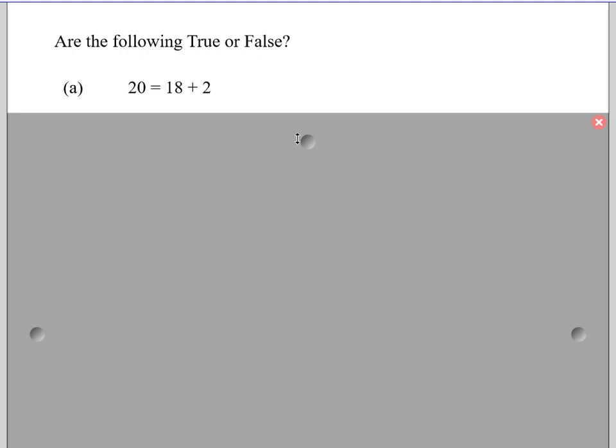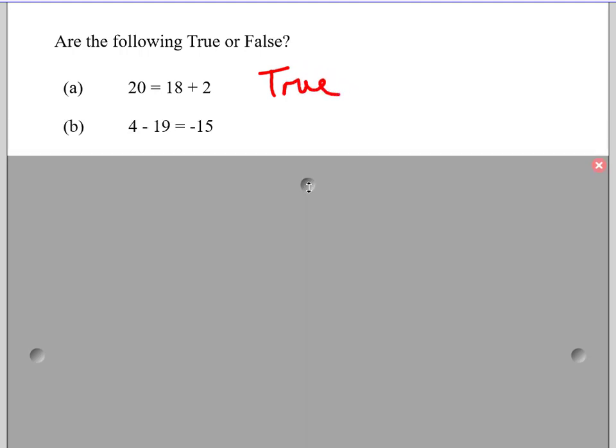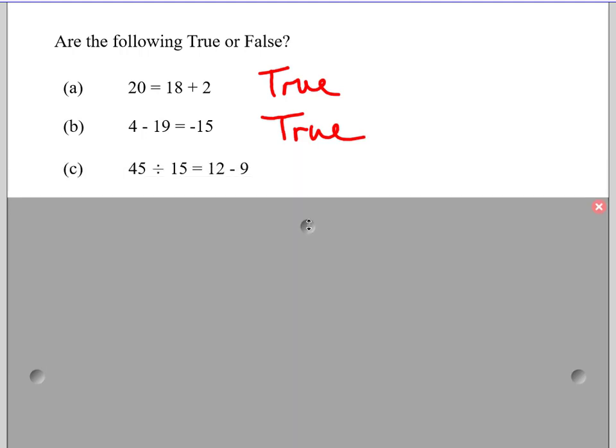Okay, so are the following true or false? 20 equals 18 plus 2. Does the left side equal the right side? And the answer is yes for this one. It is totally true. Okay, 4 minus 19. Does that equal negative 15? If you have to draw a model, you have to come up with different ways, number line, whatever you need. Take a second to think about it. And the answer is yes. This is also true. So even though it doesn't look very familiar or very comfortable, it is also true.